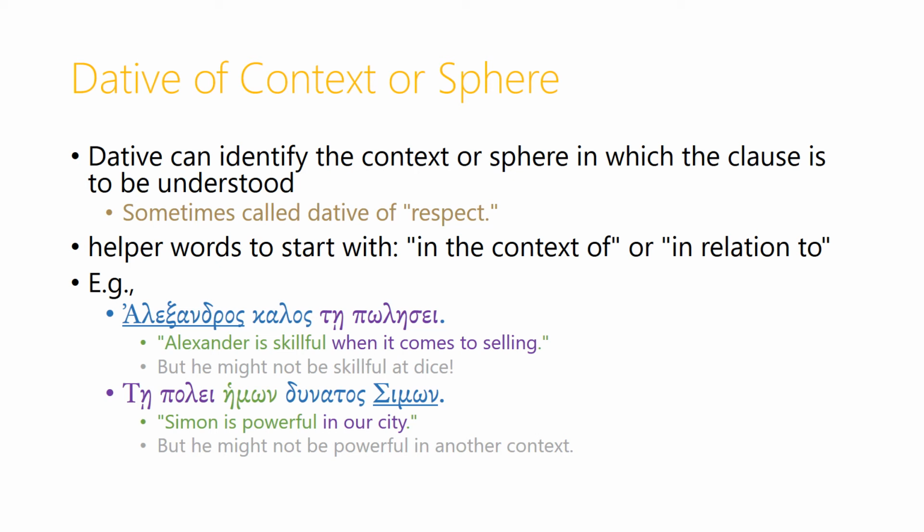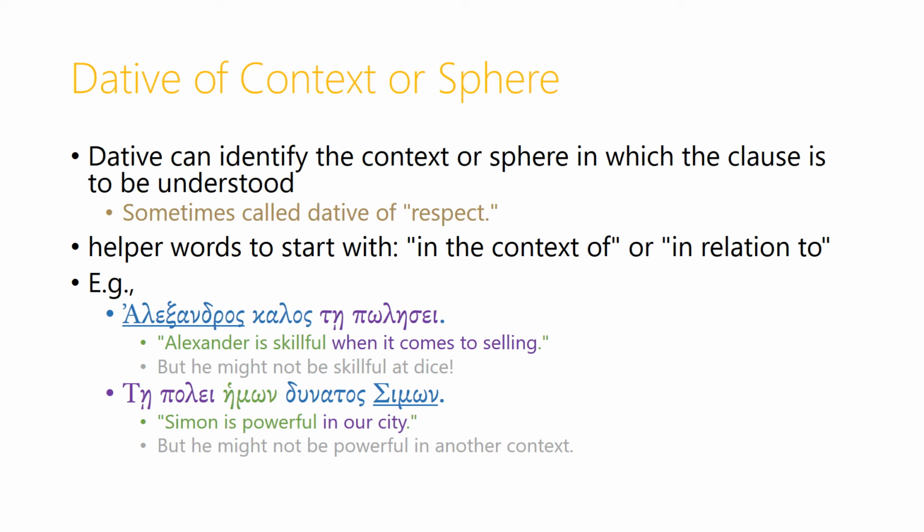And so Alexandros kalos te polese. Alexander is skillful. There's a verbless clause, but he's not skillful all the time. His being skillful is only te polese, in relation to selling, or we might say when it comes to selling.